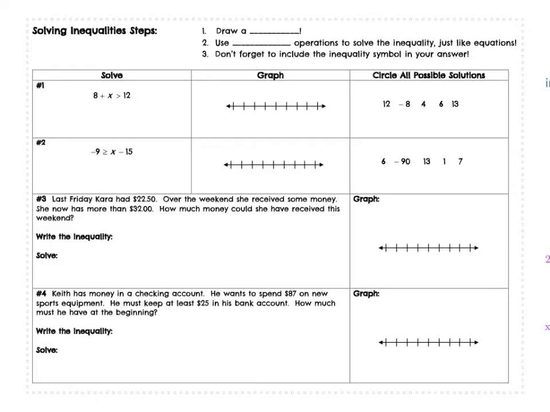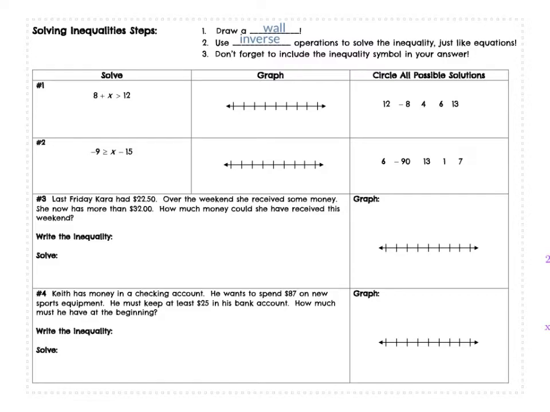Now here in the second part of the notes, we're going to be talking about solving inequalities and the steps to do so. The good news about solving inequalities is it's very similar to solving equations. Not exactly, but very similar. So let's go over the few steps that we have. First of all, remember we're always going to draw a wall, and then we're going to use our inverse operations to solve the inequality just like an equation. But don't forget to include the inequality symbol in your answer. So again, you can't just write 3 as an answer for this particular problem like we could in an equation, because there are many answers.